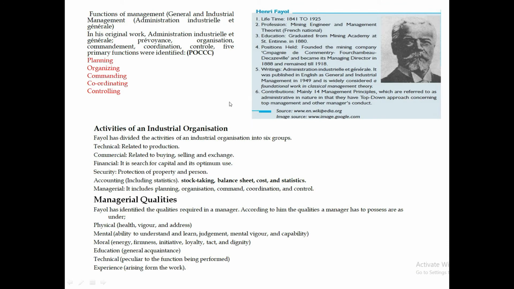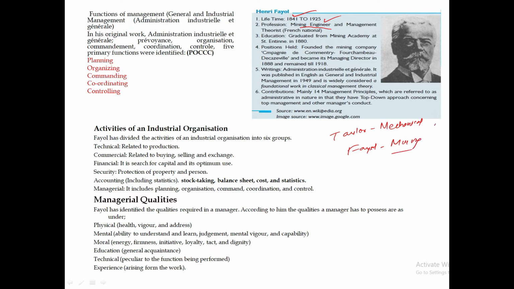Before we discuss Henry Fayol, let's see who Henry Fayol is. He was born in 1851 and died in 1925, and he was a mining engineer. What is the difference with Taylor? Taylor was also an engineer, but he was a mechanical engineer, and Fayol is a mining engineer.